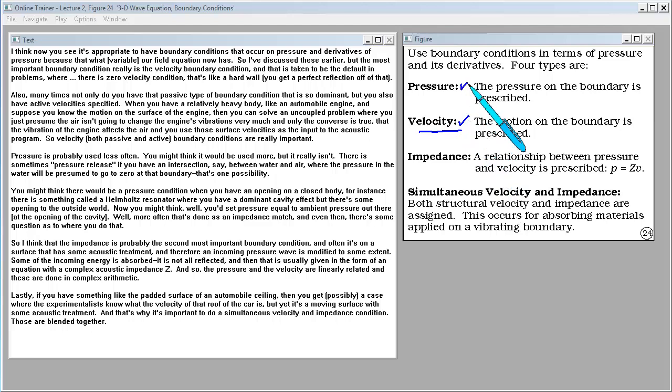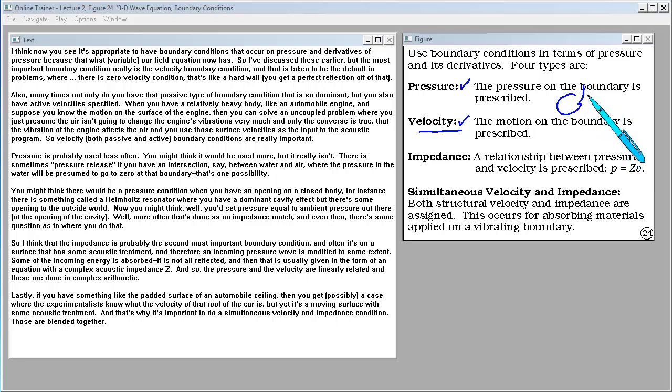Pressure is probably used less often. You might think it would be used more, but it really isn't. If there's sometimes pressure release, if you have an intersection, say, between water and air, where the pressure in the water will be presumed to go to zero at that boundary, that's one possibility. You might think there might be a pressure condition when you have an opening on a closed body. For instance, there is something called a Helmholtz resonator where you have a dominant cavity effect, but there's some opening to the outside world. You might think, well, you'd set pressure equal to ambient pressure out there. Well, more often that's done as an impedance match, and then even then there's some question where you do that.